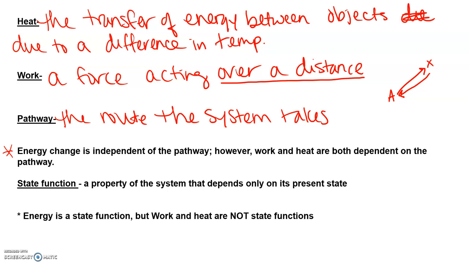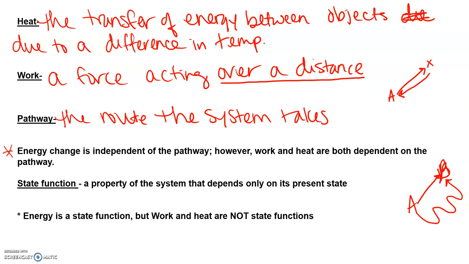It just looks at what the starting energy is, what the ending energy is. It doesn't matter how it gets from point A to point B. It is independent of the pathway. However, work and heat are both dependent on pathway, meaning it depends if you are going from A to B. If you go just in a straight shot, that's going to be a different amount of work and a different amount of heat than something that goes like that.